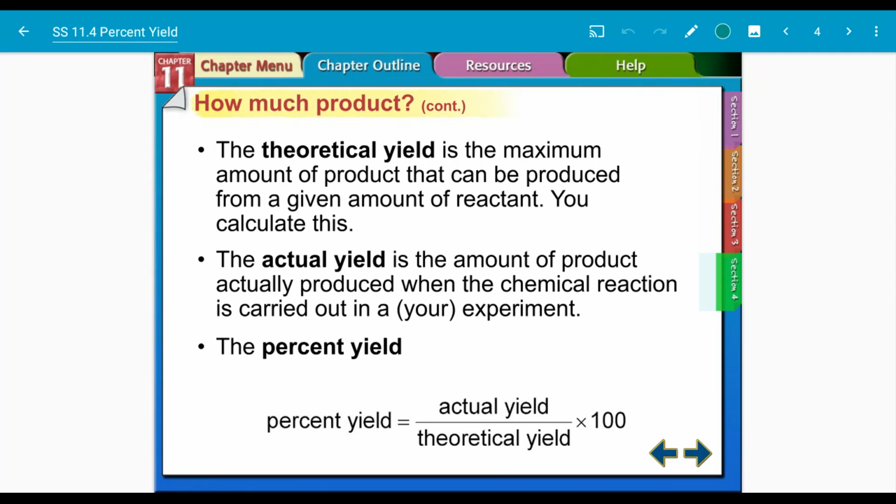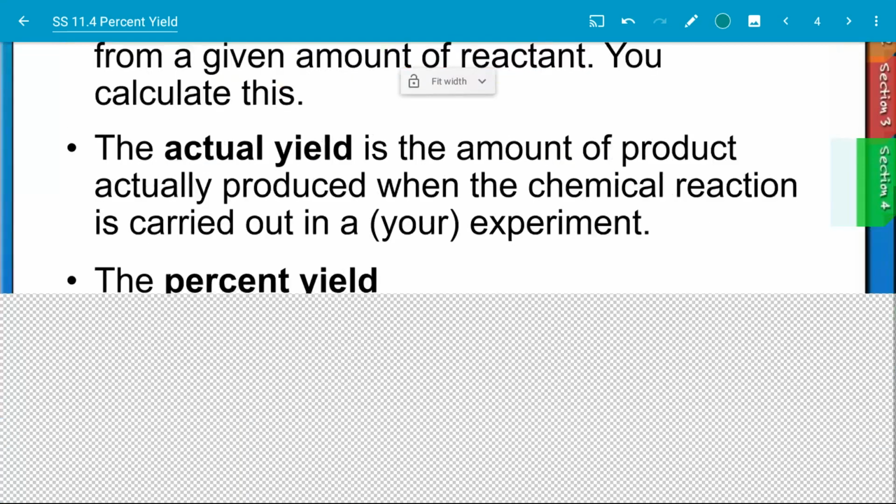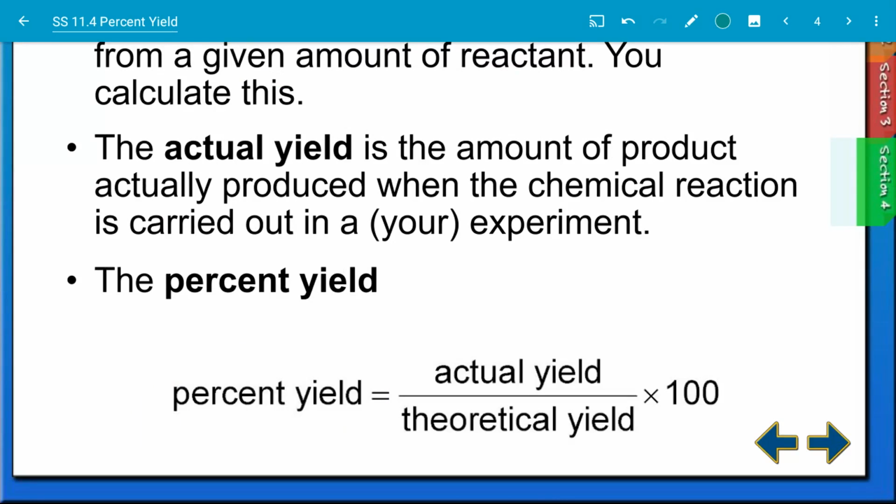Then if I walk into the laboratory and I actually run the reaction, I may not get that, and that's what my actual yield is. And so then what I do is I go for what's called a percent yield. Think of this as essentially your grade on a test, because this is what you earn, and this is the possible points.